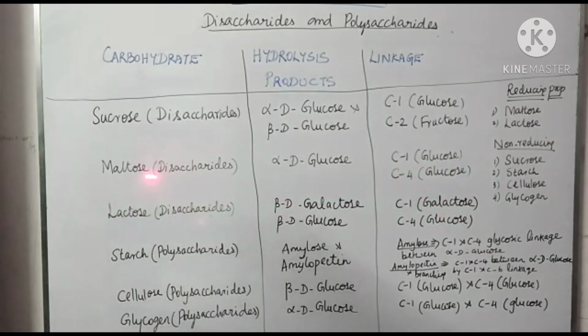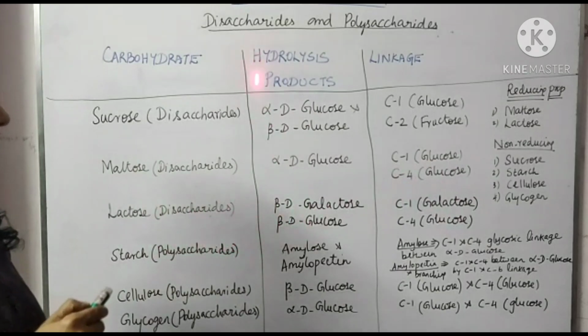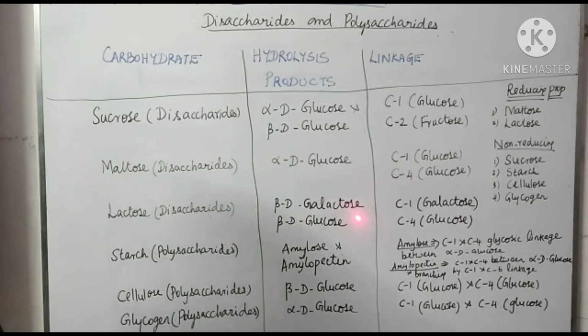Lactose is another example of a disaccharide. Here the products are beta D galactose and beta D glucose. So C1 of galactose and C4 of glucose form the linkage.